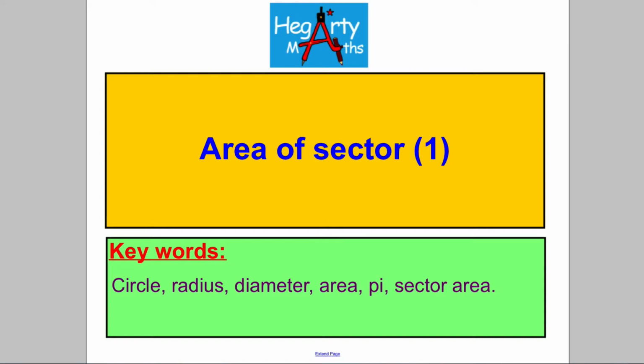It's Mr. Hegarty here, and it's our first video on the area of a sector. This is going to work in a very similar way to how we worked out arc length, so let's start with that idea.